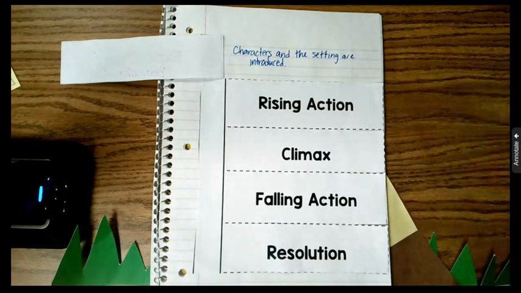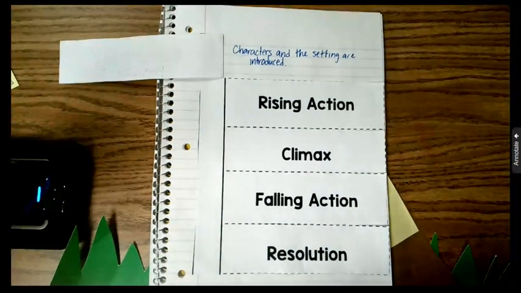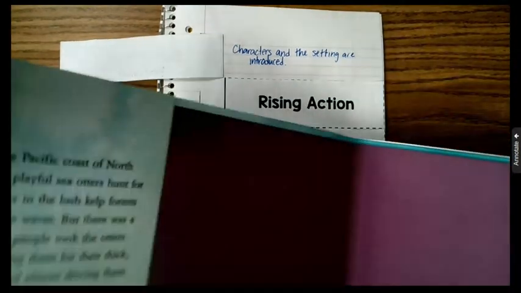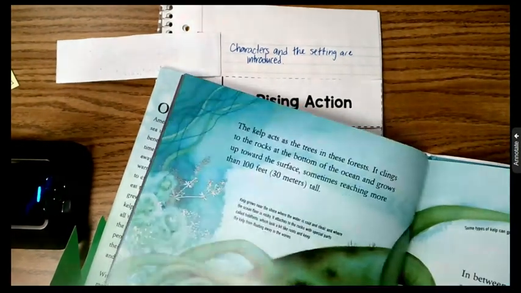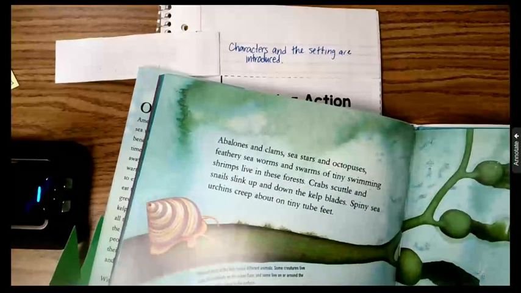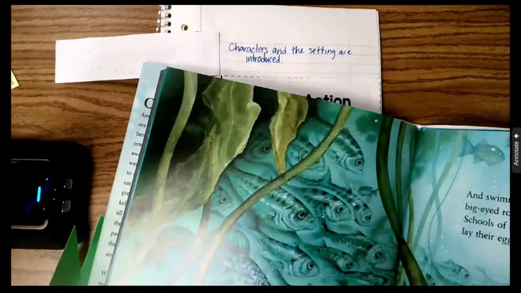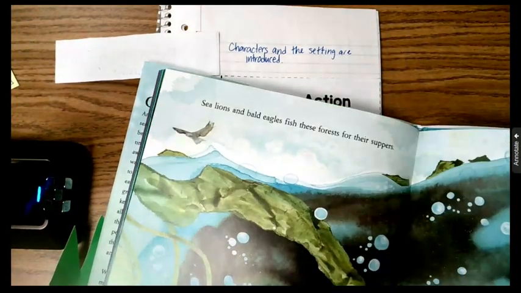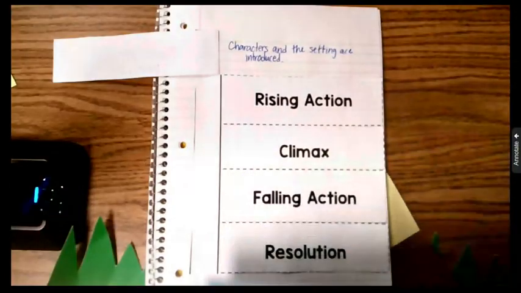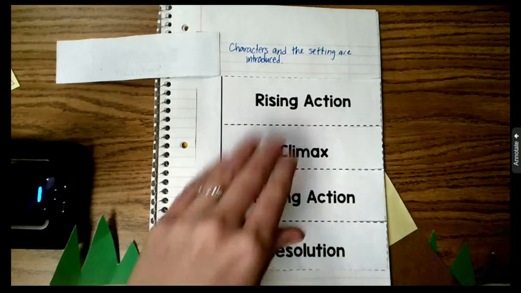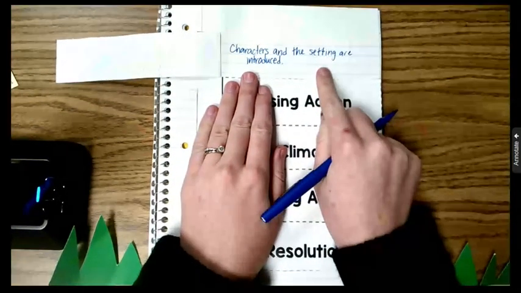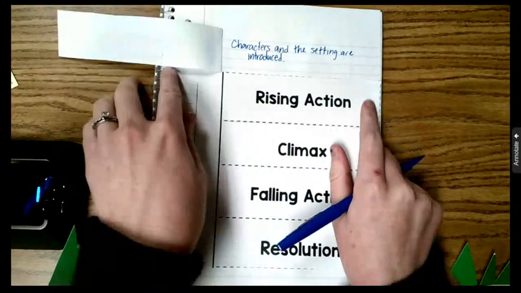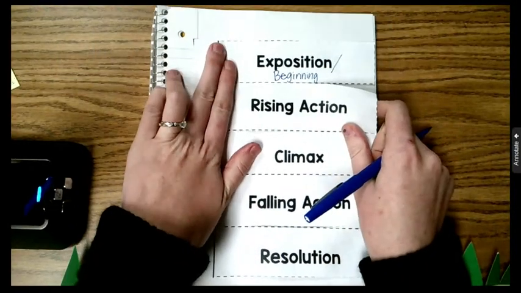So again, in this story, when they first were talking about how there's kelp and there's sea urchins and there's clams and there's sea stars, and then it introduced otters, it still hasn't introduced the problem yet. This does not have the problem in it. It's just introducing the characters. Okay, so that's our beginning or our exposition.